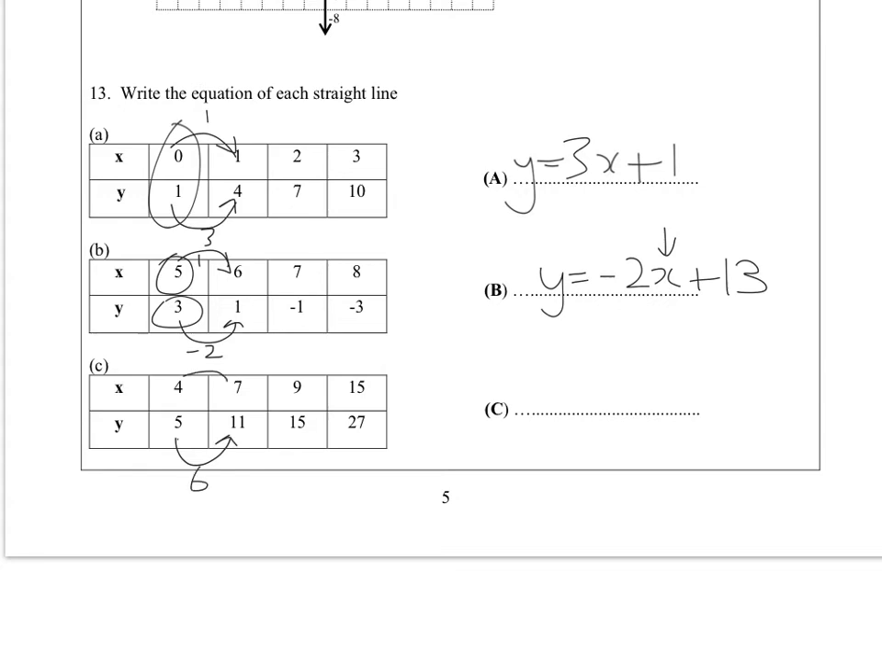And C, we have no y-intercept, so we have a rise of 6 and a run of 3. 6 over 3 is 2. Now choose any x value. I'm going to choose 9. Sub it in there. 2 9s are 18, but I need an answer of 15, so I must take away 3.